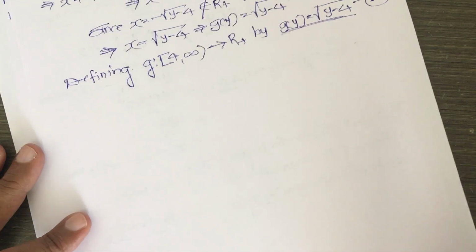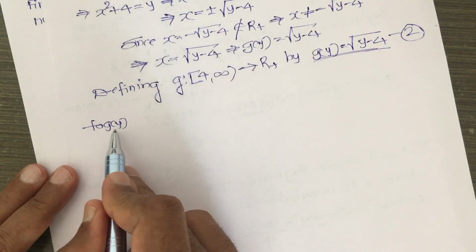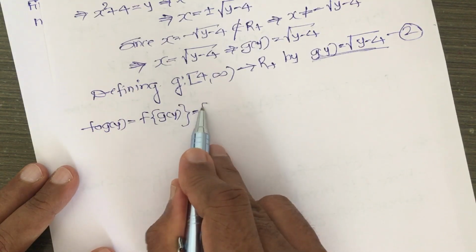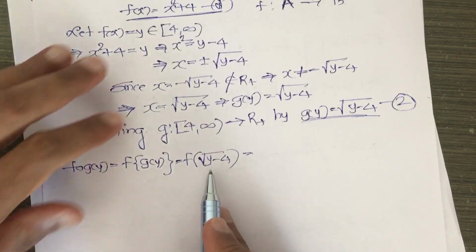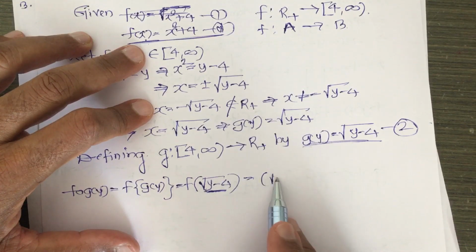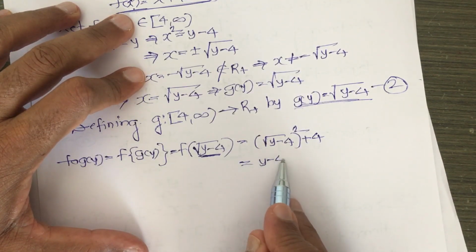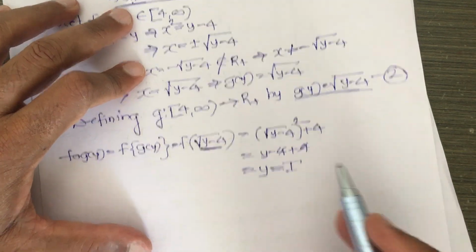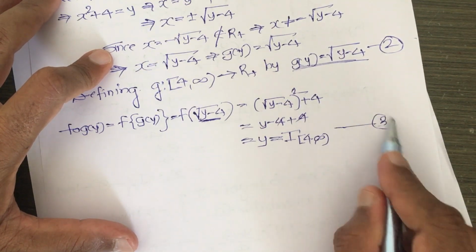Now, next, f composite g and g composite f, we have to prove that they are equal to I. So, first I take f composite g of y, which is f of g of y. I put the value of g of y, root of y minus 4, and f of root of y minus 4 means f of x is x square plus 4, but your x is root of y minus 4, so it is root of y minus 4 whole square plus 4, and this is y minus 4, root cancels, plus 4, the 4s cancel, y, and this is nothing but I B. What is your B? I write that as [4, infinity), and this is your equation number 3.